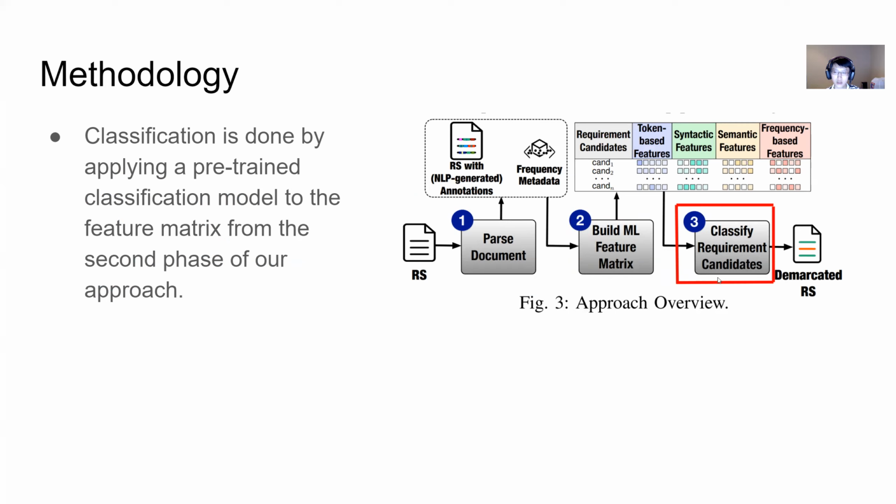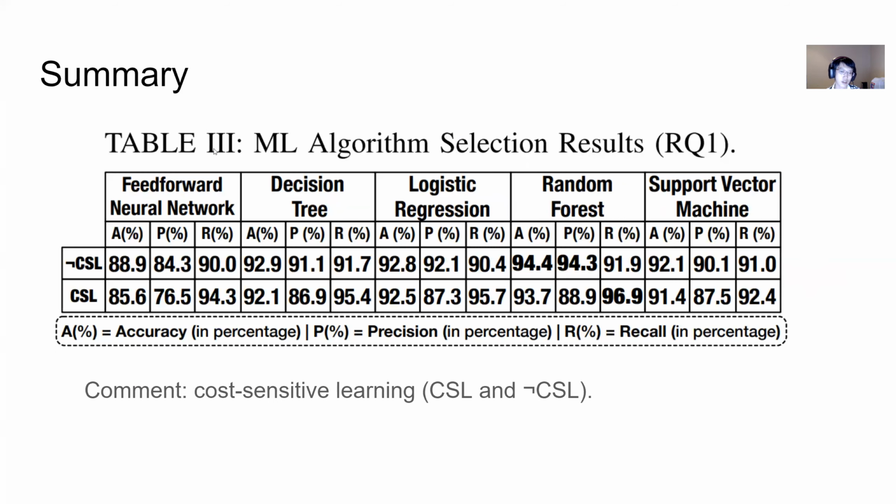The third part is the classification. We have the feature matrix, and we classify the requirement candidates. It is done by applying a pre-trained classification model, using machine learning to classify. It is obvious. And let's see the results.